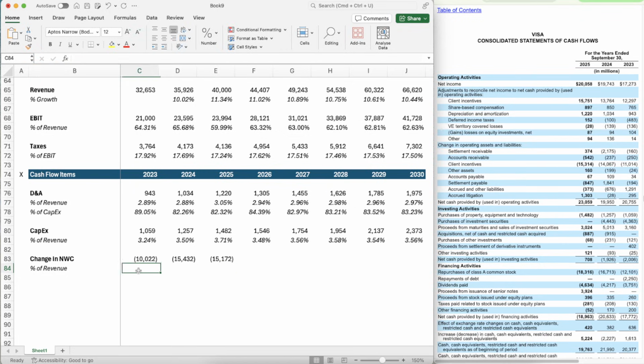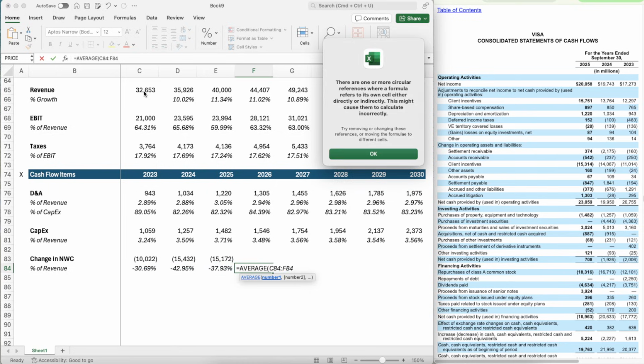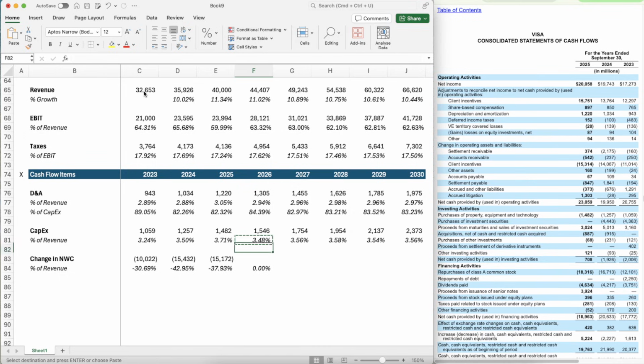Okay. Equals divided by revenue. Take your revenue, multiply it by the percentage of revenue. There we have it.